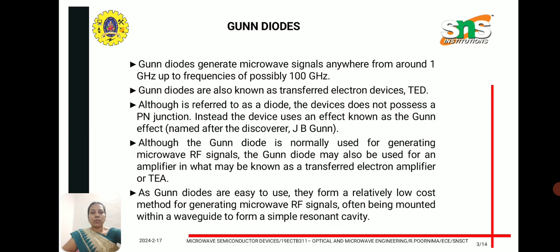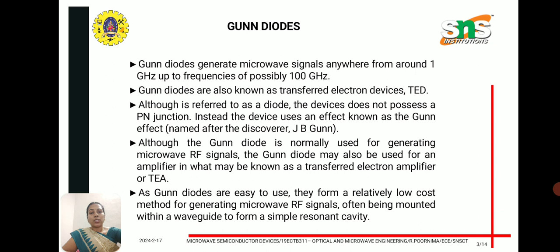For example, now we are going to discuss Gunn diodes. A Gunn diode is a microwave oscillator. It generates microwave signals between 1 GHz and around 100 GHz. These devices are also known as transferred electron devices because they use the principle of transferred electrons. Here only electrons are used. So it is referred to as a diode, but it does not possess a PN junction.